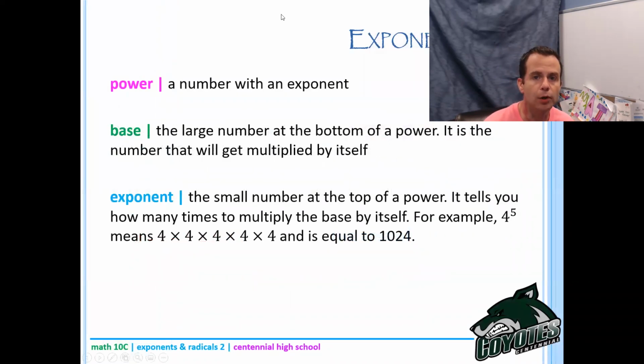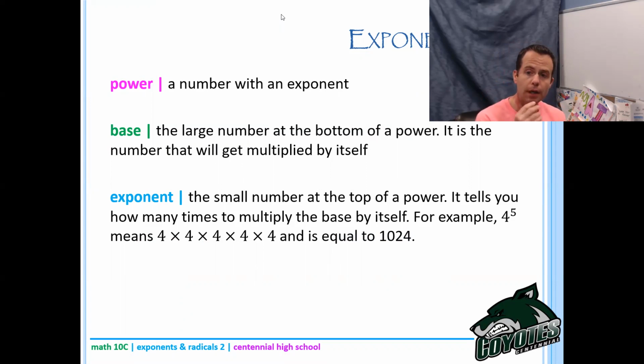All right, so now let's talk a little bit about some vocabulary. A power is a number with an exponent. Now, there are usually two parts to a power. You've got the base and you've got the exponent. The base is the large number at the bottom of the power, and it's the number that will get multiplied by itself. An exponent is the teeny tiny number at the top of the power. It tells you how many times to multiply the base by itself.